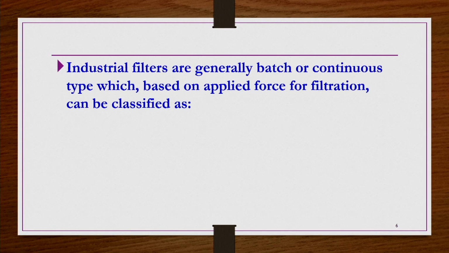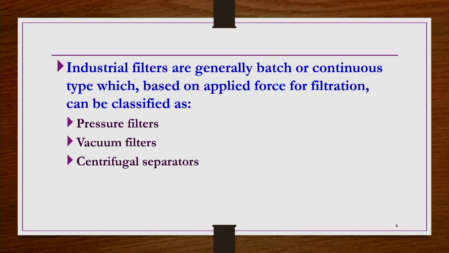Now, coming to industrial filters, in general they operate either in a continuous mode or in a batch mode. But whether it is continuous or batch mode, the force that is applied for filtration to occur plays a vital role in the performance or degree of separation. So, based on the force applied for filtration, these industrial filters are in general classified into three types: pressure filters, vacuum filters, and centrifugal filters or centrifugal separators.